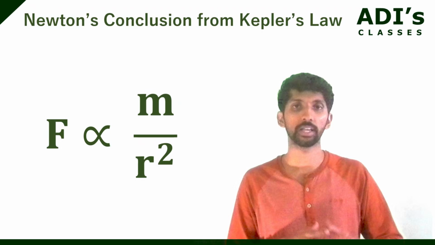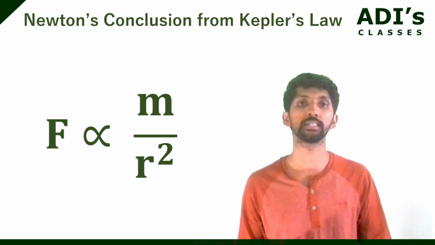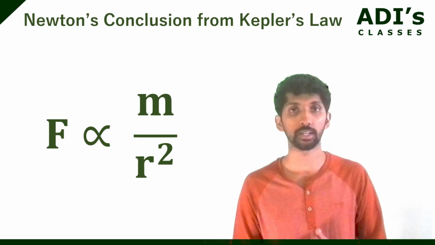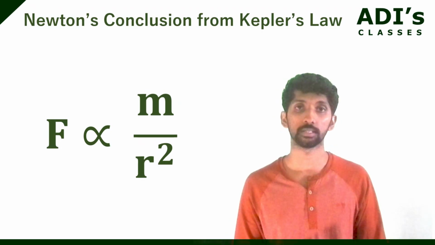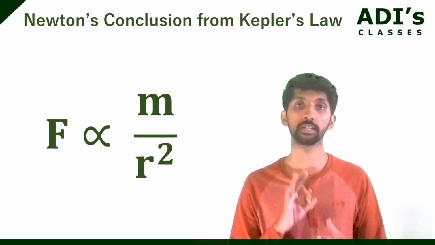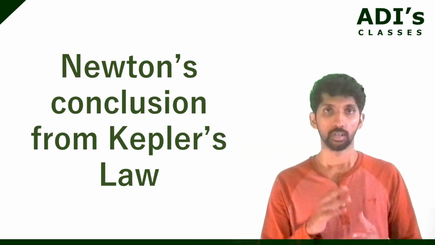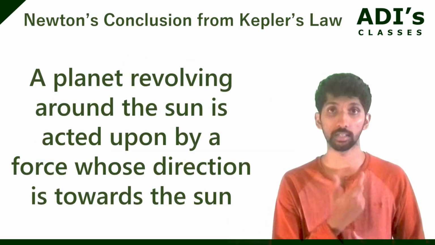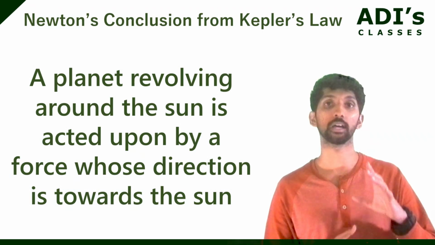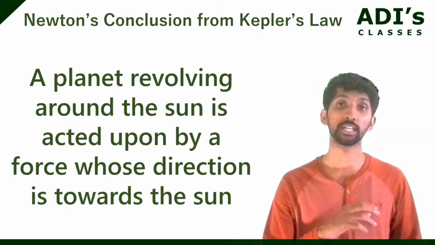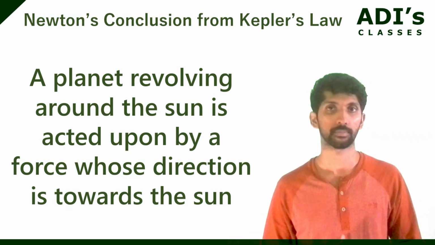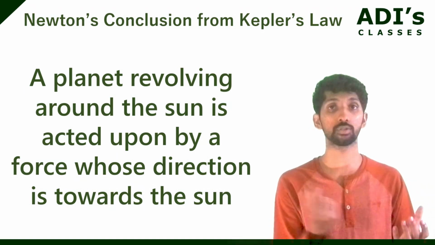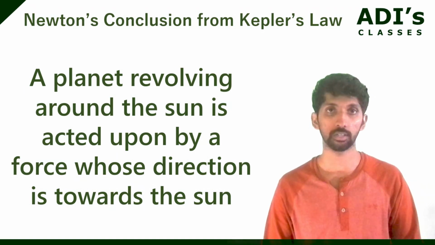Now we are getting some proportionality, saying F is proportional to m and F is proportional to 1 by r square. So what can we infer from this? Newton made three important conclusions. The first conclusion was, a planet revolving around the sun is acted upon by a force whose direction is towards the sun. So if a planet is here and the sun is here, then always the direction is towards the sun. This is the first conclusion.